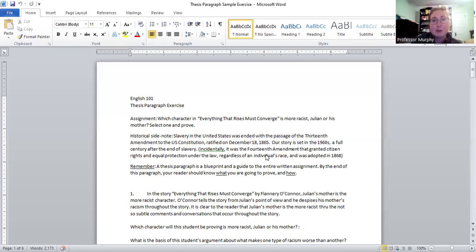And so, remember that thesis paragraph was the blueprint and the guide to the entire written assignment. By the end of this paragraph, I needed to know what they were going to prove and how. And with this prompt, what I needed to know was, which character were they going to argue was more racist, Julian or his mom, and what was the basis of that? What made one kind of racism worse?